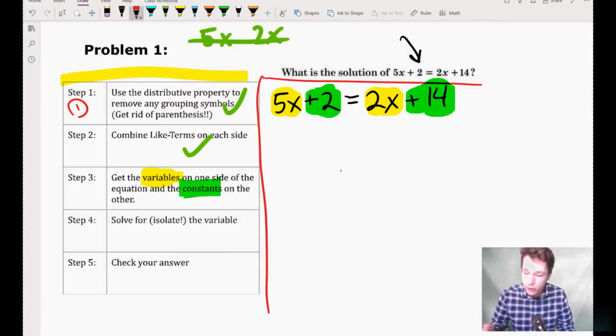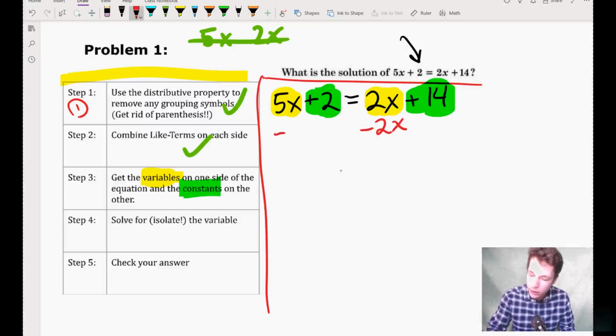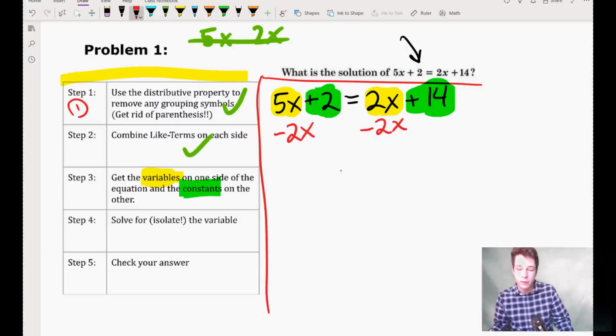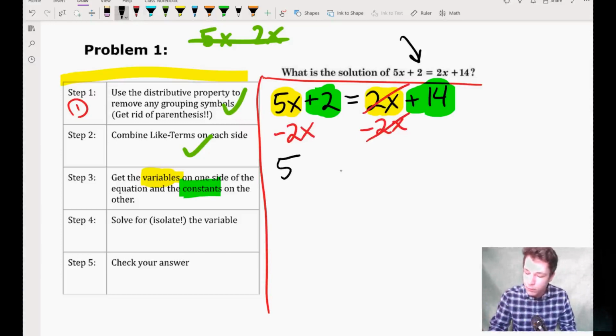Let's see, how are we going to go about doing this? The first thing we can do is try to get all my x's over to the left side. So what we can do is use the subtraction property, which tells me that I'm allowed to subtract a term on both sides. What this is going to allow me to do is cancel or eliminate that 2x on the right and move it over to the left. So I have 5x plus 2 minus 2x equals 14.